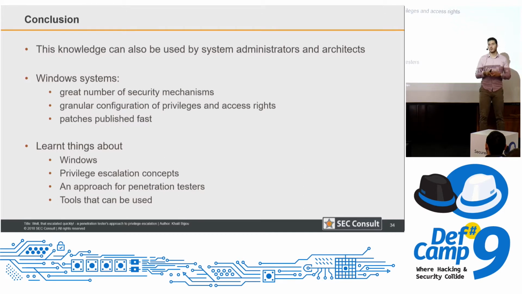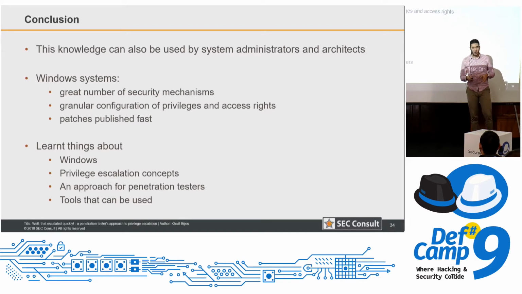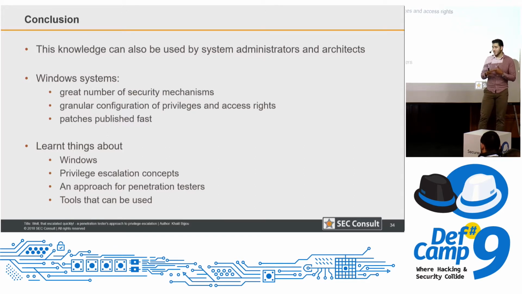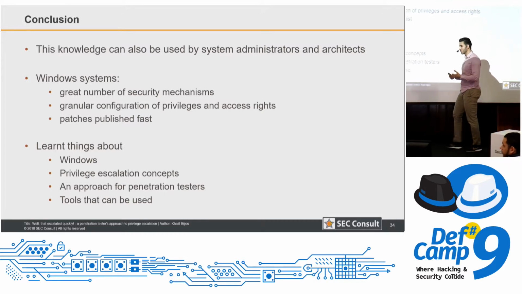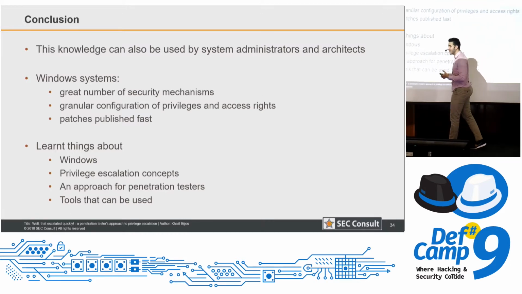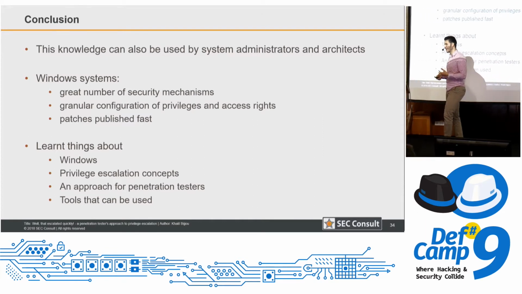And also, in most cases, patches are deployed in a fast manner. So it doesn't take Windows too long to publish patches. I know there are exceptions, but this is the normal case. So hopefully we have learned things about Windows, about privilege escalation methods and techniques, about an approach that we can use during our assessments, and tools that we can then use.